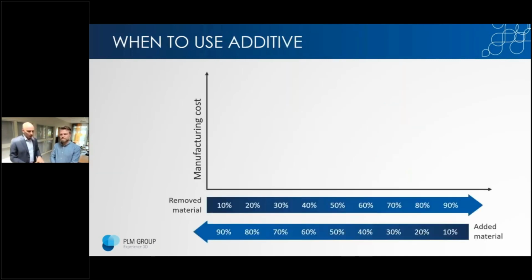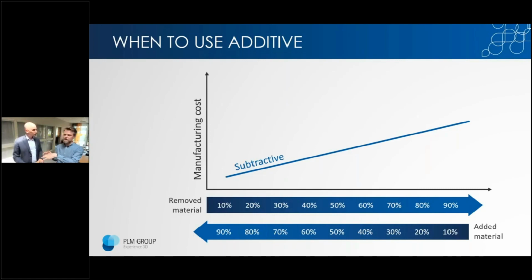So when to use additive manufacturing? This is just a simple schematic on when to use it. Manufacturing cost is on the y-axis. And on the x-axis, you have the amount of material that is removed versus how much is added. So for subtractive manufacturing, that is machining, milling, turning, and drilling, where you actually remove material from a block of, I don't know, titanium or whatever. So you buy a block of titanium, you mill away 80%, and you have your part. So the cost follows the amount of material that you actually remove.